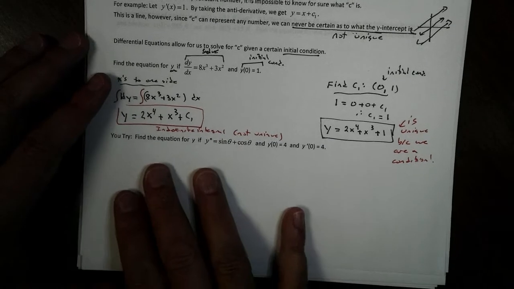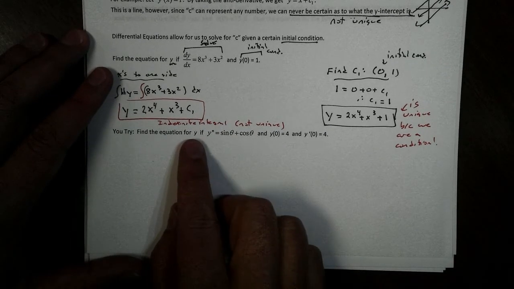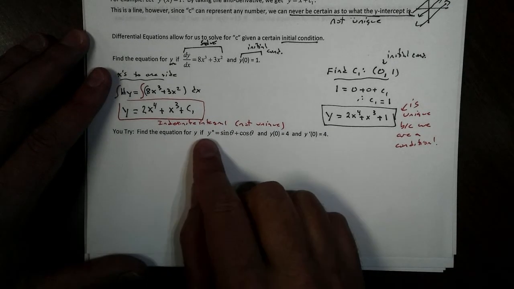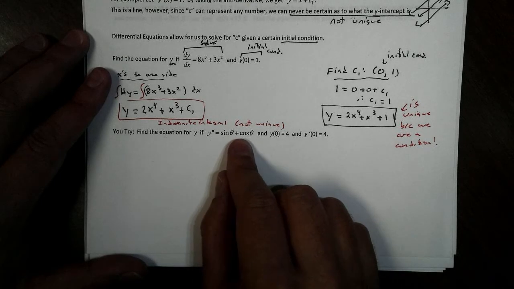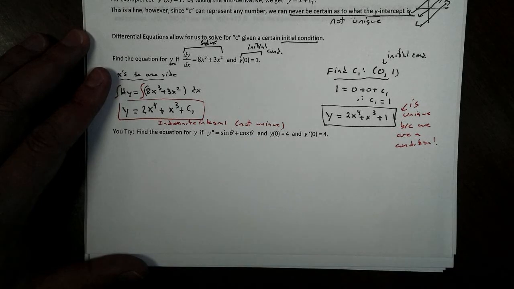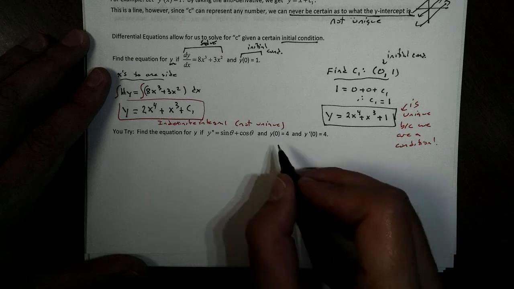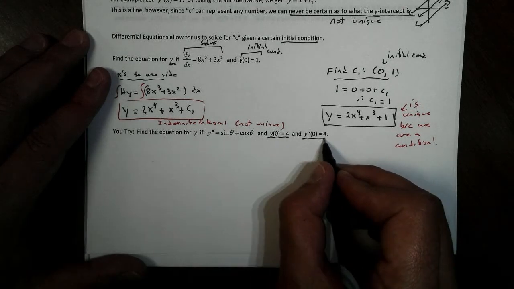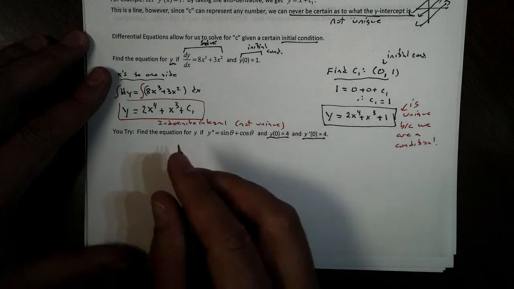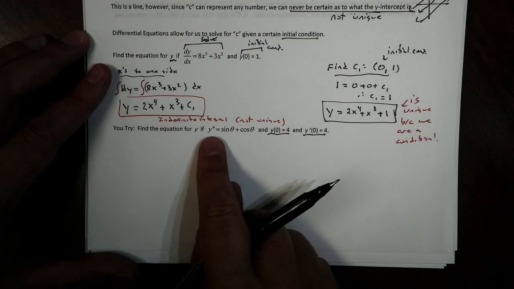So let's try another one together. Find the equation for y if the second derivative is sine plus cosine and given the following initial conditions. Notice they're giving us the initial value and the initial derivative. We had a problem like this yesterday.